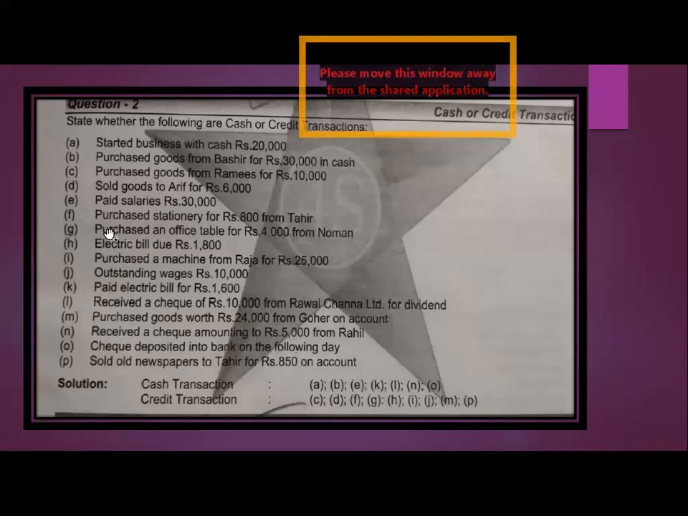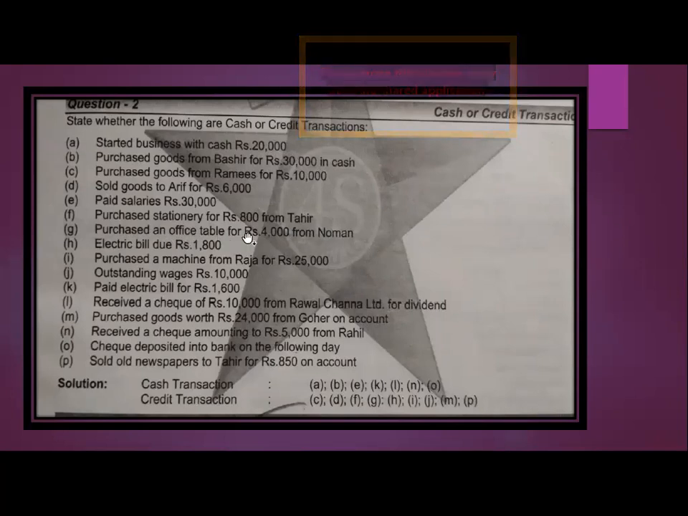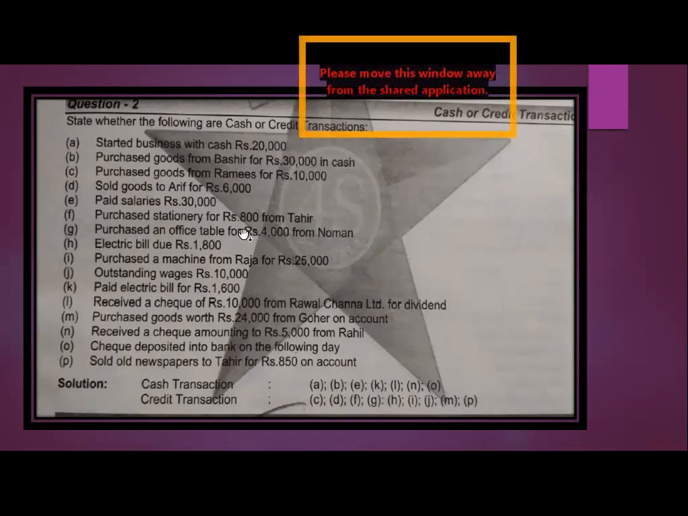Again, we have purchased an office table for ₹4,000 from Numan. हमने परचेज करी है ऑफिस टेबल मिस्टर नुमान से. यहाँ पे नहीं मेंशन कि आपने उसको पैसे कैश पेमेंट कर दी है या नहीं करी. Only the name of the person is mentioned, but it is not written "purchase office table for cash ₹4,000". तो इसलिए हमने जो हमारे पास ये वाली जी वाली ट्रांजेक्शन इसको एज ए क्रेडिट ट्रांजेक्शन लेंगे. Name of the person is mentioned, but the word cash is not mentioned. Clear?